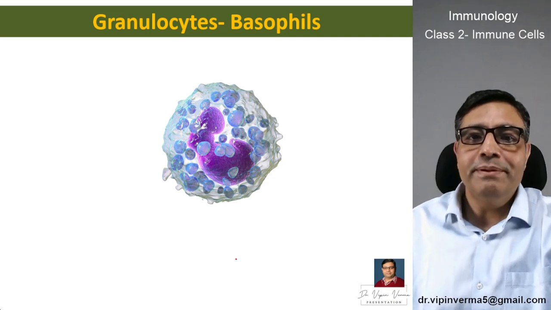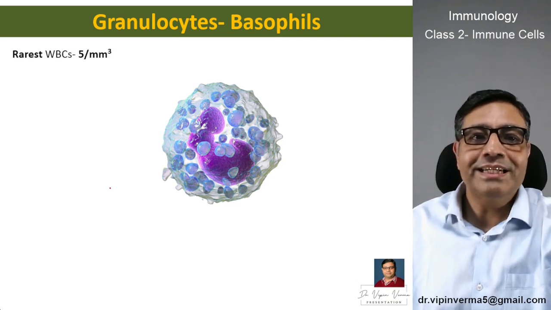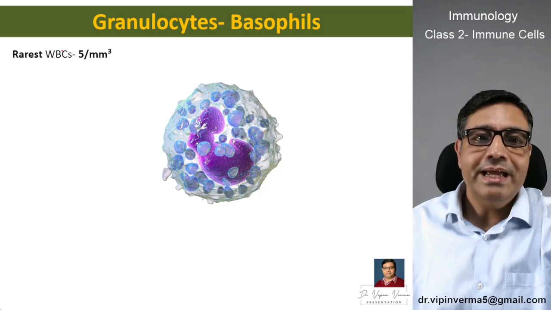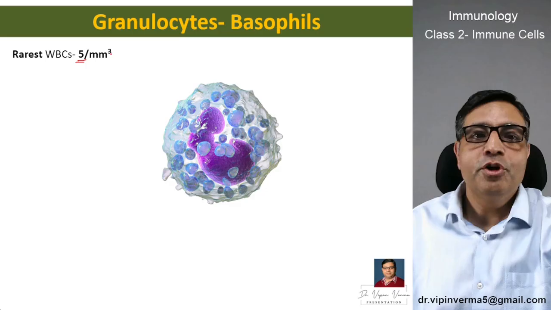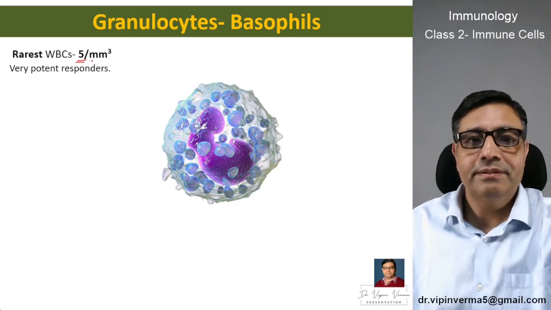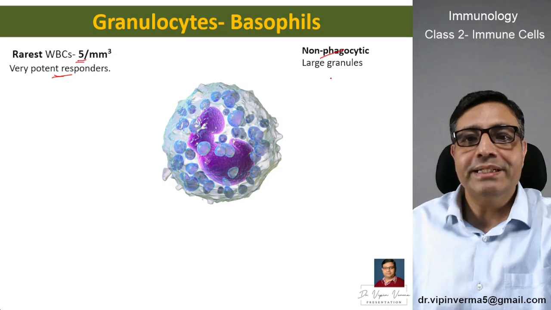Now we will move to the basophils. Basophils are the rarest cells, and you will find just around 5 per cubic millimeter of blood. But despite their low number, they are very potent responders. They are non-phagocytic cells. They have large granules. You can see the large granules here.